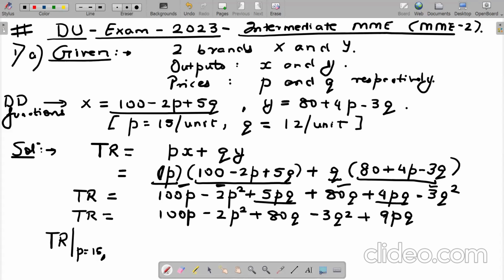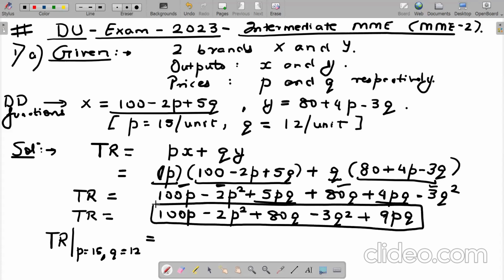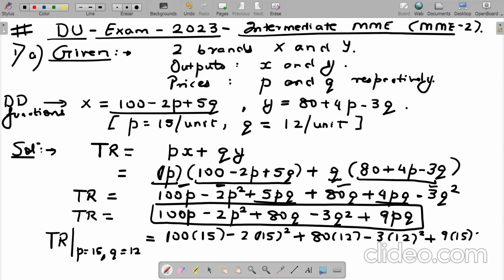and when P is 15 and Q is 12, where P is the price per unit for brand X and Q is the price per unit for brand Y. So in my total revenue expression, let's put the value of P as 15 and Q as 12. So I get 100 times 15 minus 2 times 15 square plus 80 times 12 minus 3 times 12 square plus 9 times 15 into 12.